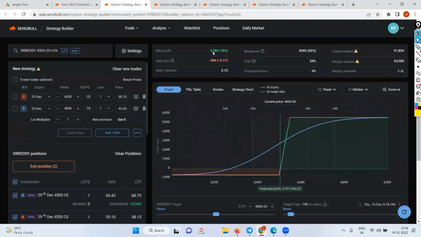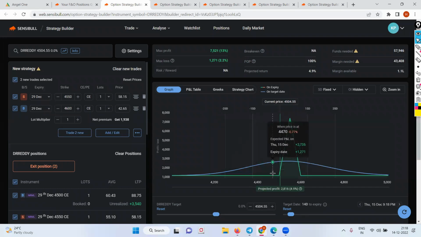better than your debit spread. Your debit spread has only 5,500. The moment you have converted it to a typical butterfly, your profit has increased. But there is a catch.